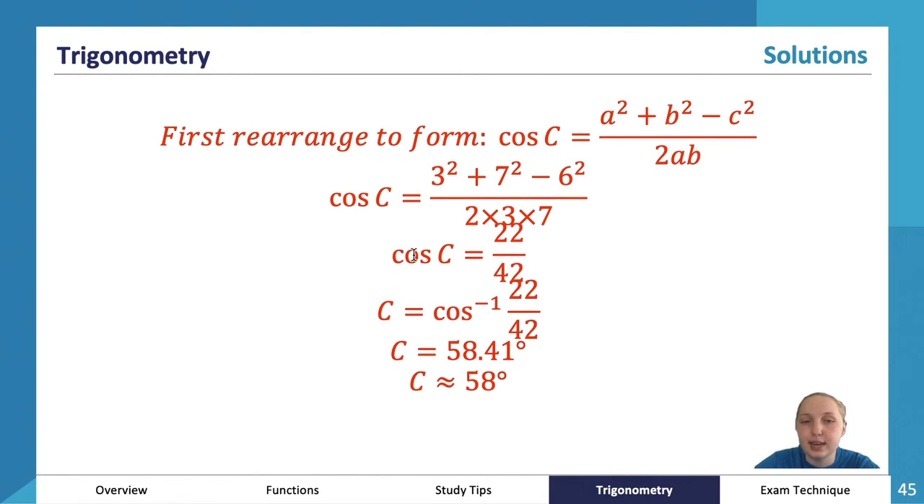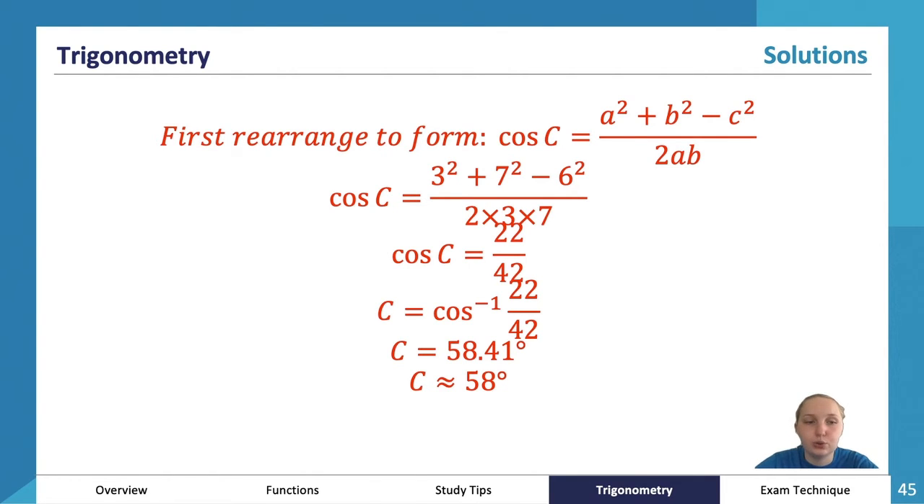Then we just take this cos across by making an inverse, and we'll get that angle C is equal to cos to the negative 1 of 22 over 42, which if we put that in our calculator, making sure it's in degrees, we'll get 58.41. Rounding off to the nearest degree, we get 58 degrees. Okay, so again, this is just another rule that you pretty much just have to substitute things into an equation.